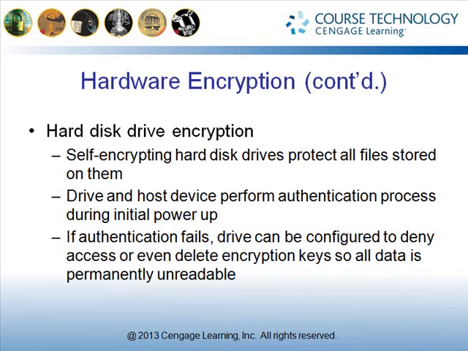Hard disk encryption. Just as an encrypted hardware-based USB flash drive will automatically encrypt any data that we put on it, a self-encrypting hard drive can also protect all files that are stored on it. When the computer or another device with a self-encrypting hard drive is powered up, the drive and the host perform an authentication process, and if it fails, the drive can be configured to deny access or even delete encryption keys, so all the data is permanently unreadable.